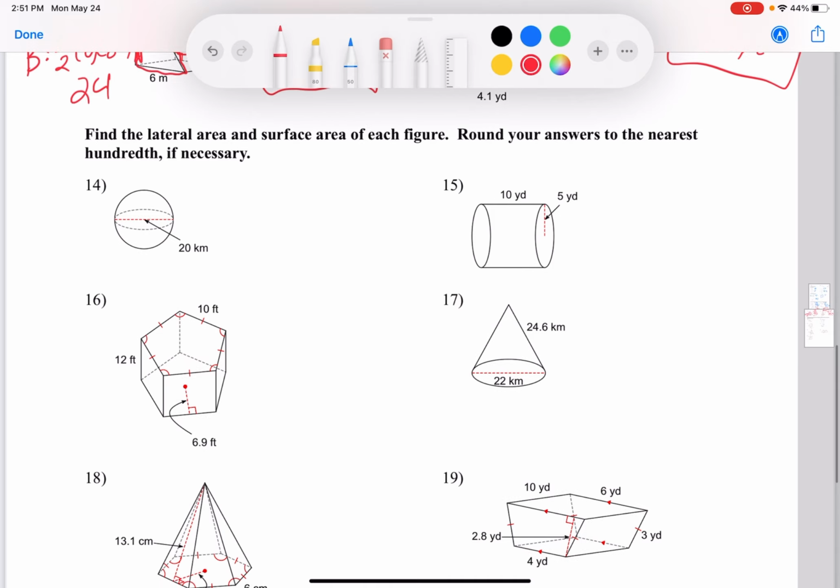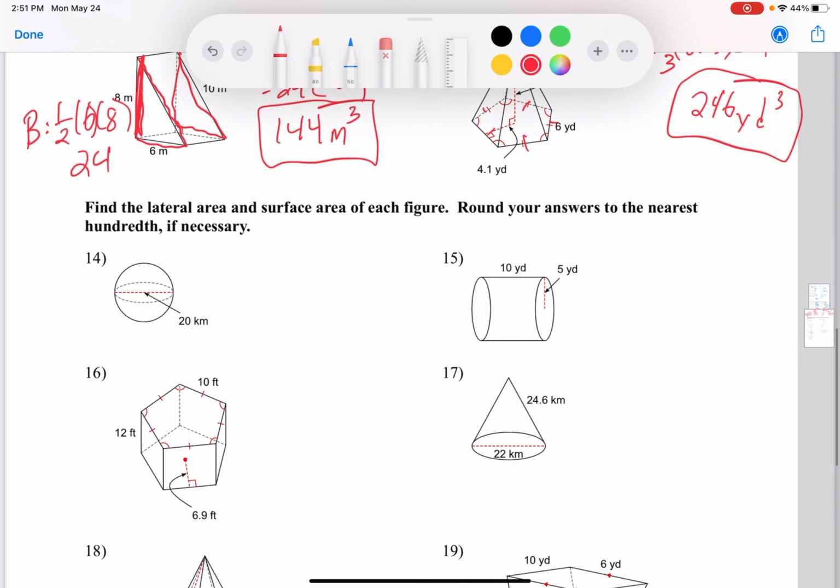Number 14, we'll find the lateral area and surface area of the figure. So we have a sphere. Our area of a sphere is 4 pi r squared. So 4 pi times 10 squared.